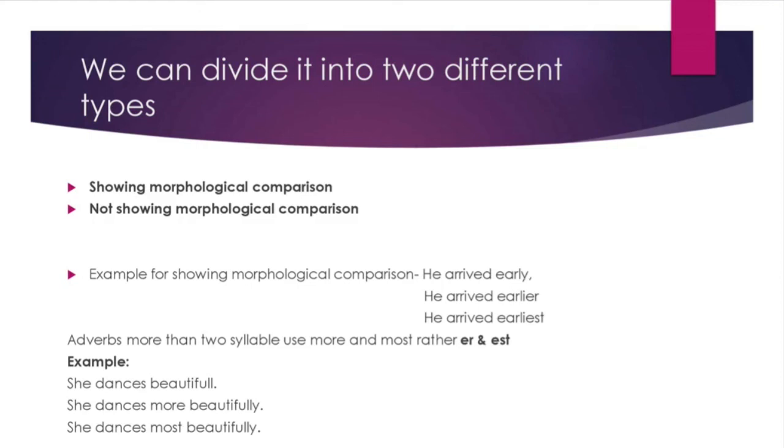For example, she dances beautifully. The second sentence, she dances more beautifully. Third, she dances most beautifully. Here, more and most are given, which shows morphological comparison. How far they are expressing, the expression changes. How intensely, how much more they are adding.